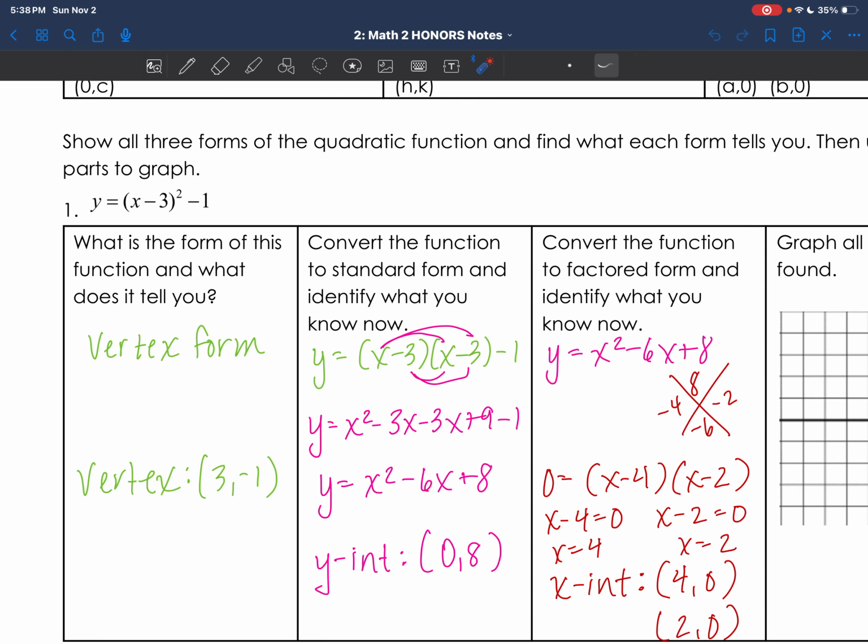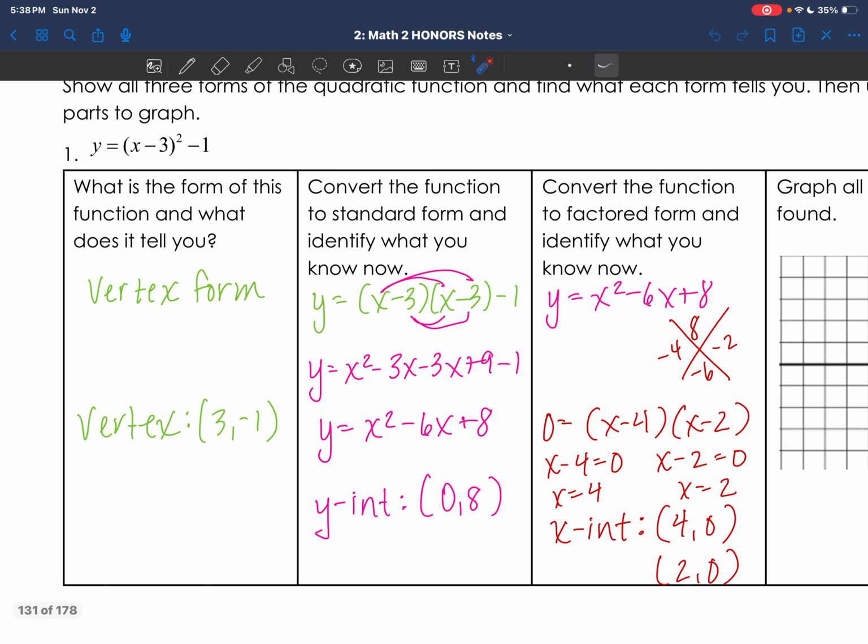So when you broke this up, you got x minus 4 and x minus 2. And then set each equal to 0. And once you set each equal to 0, you know x equals 4 and x equals 2. So then remember, in factored form, you're able to find your x-intercepts. So this goes here, you know y is 0. And then this goes here, and you know y is 0.